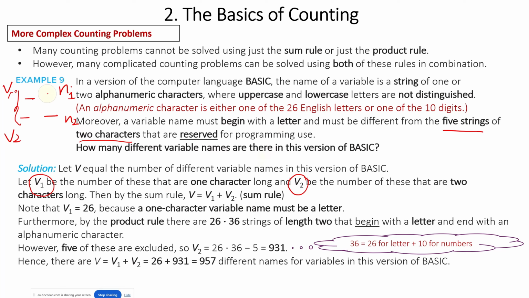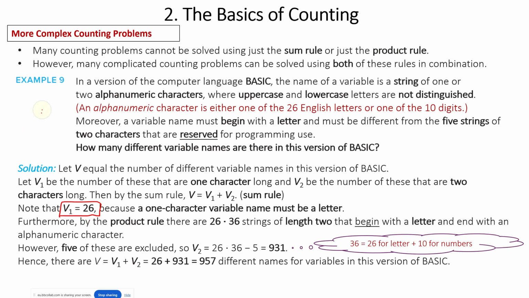So, okay, for v1, what are the possibilities? It's going to be a letter, so there's just every letter of the alphabet. So that means v1 is, by default, going to be 26. Okay, what about v2 now?